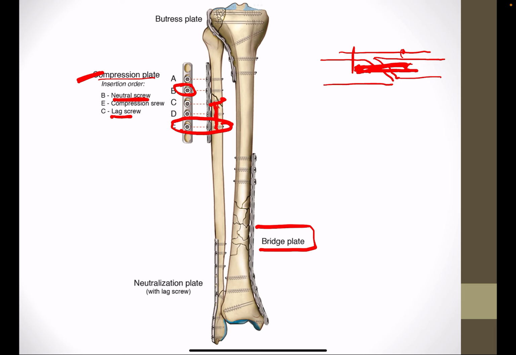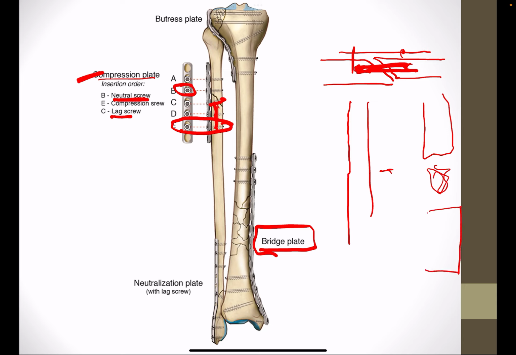Next is bridge plating. Now, what is a bridge plate? Suppose you have a bone which got fractured. This is one fragment, this is comminuted fragments, this is another fragment. You just put a plate through and through without involving a screw in the comminuted fragment. You just bridge the comminuted fragment and fix the plate to the proximal and distal non-comminuted fragments of the fracture. This kind of plating is called bridge plating.